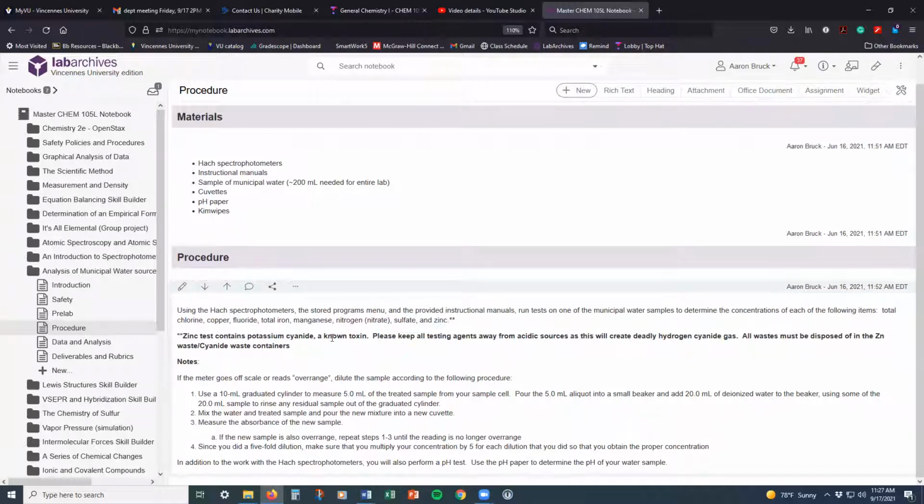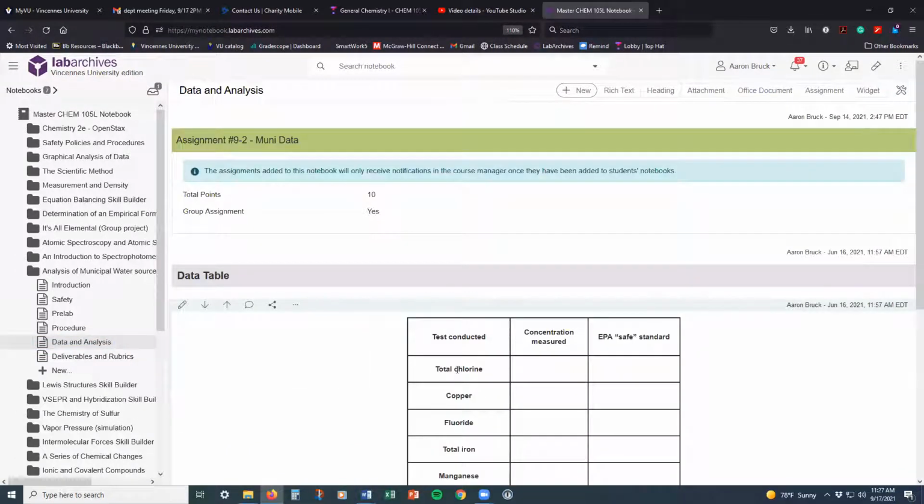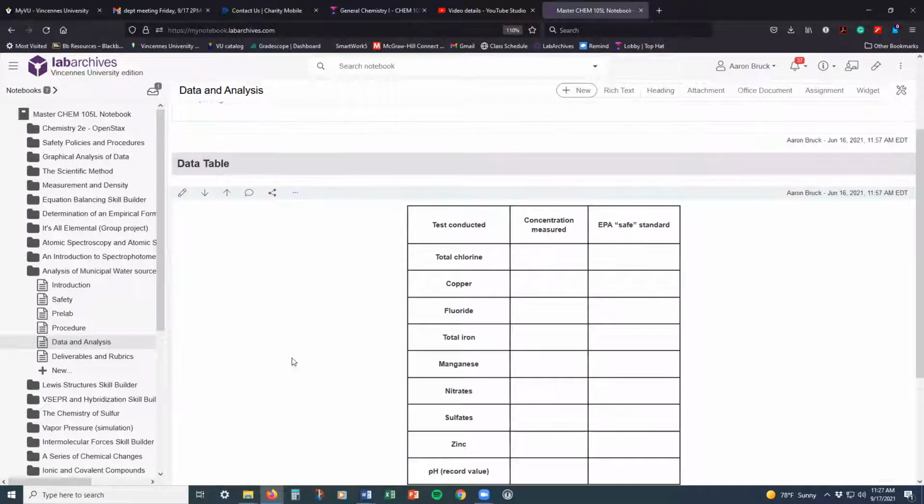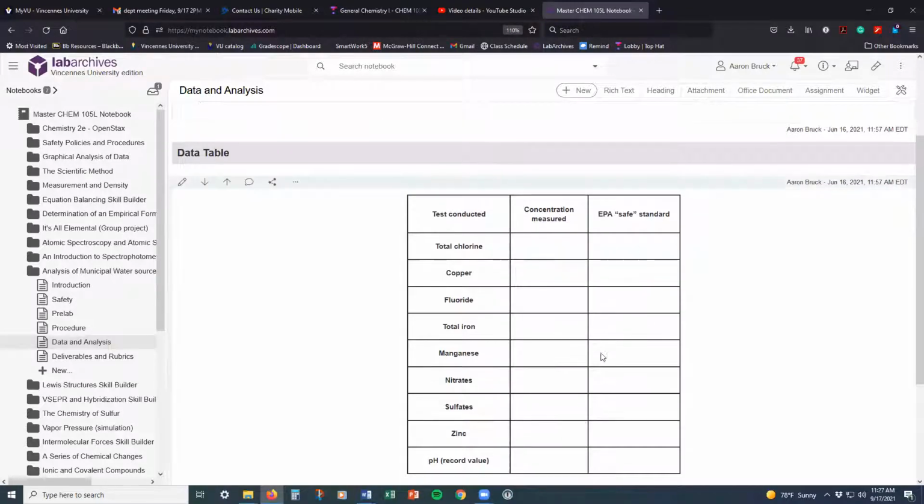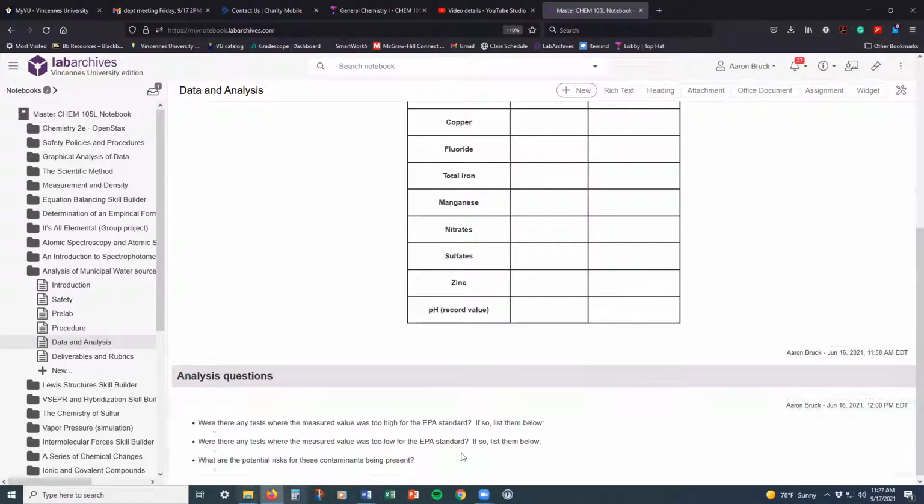But you're given a procedure here that tells you how to collect all the data, what to do if your sample comes in as over range, meaning that it's too concentrated to be detected. There's a way to get around that by doing a dilution. And then your data analysis is doing this comparison. What did you measure? What was considered safe? And then why do we care? You know, what ones are too high? What ones are too low? Are there any potential risks?